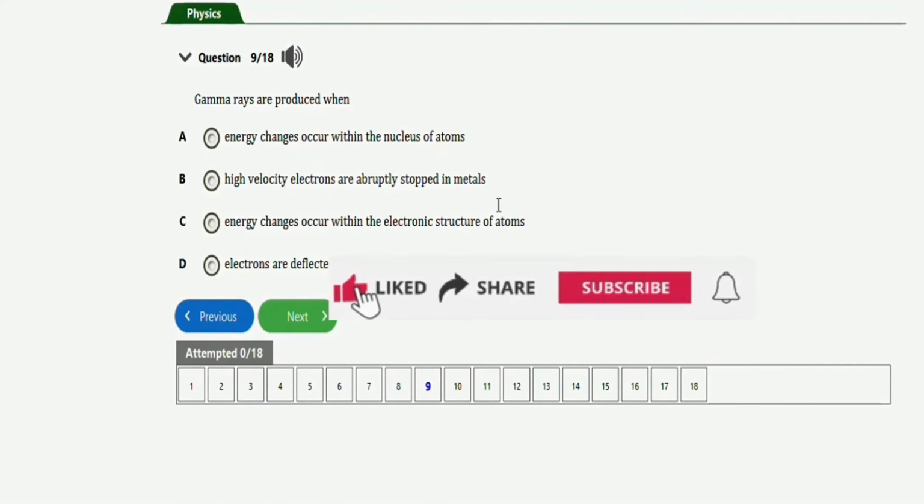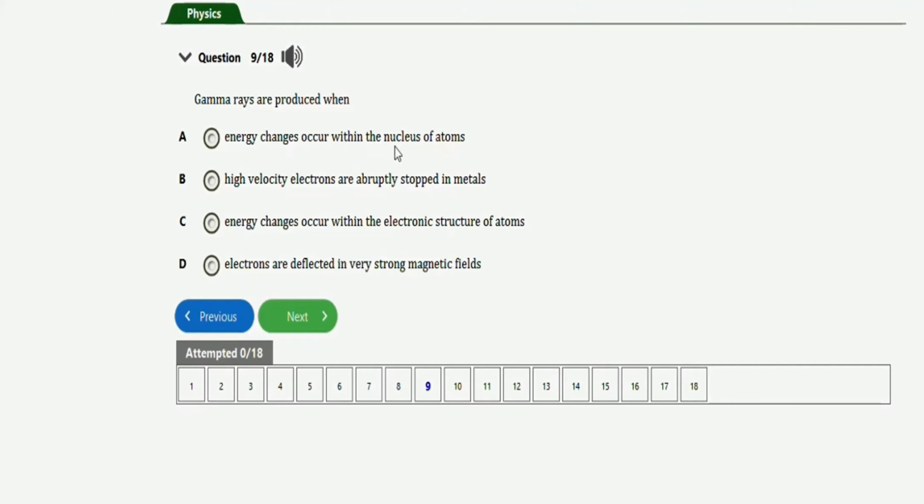So this question says, gamma rays are produced when energy changes occur within the nucleus of atoms.